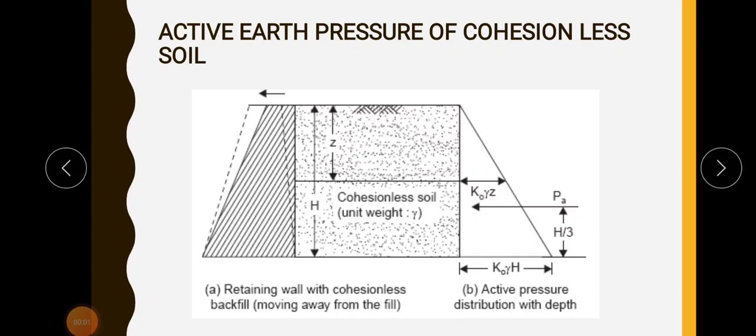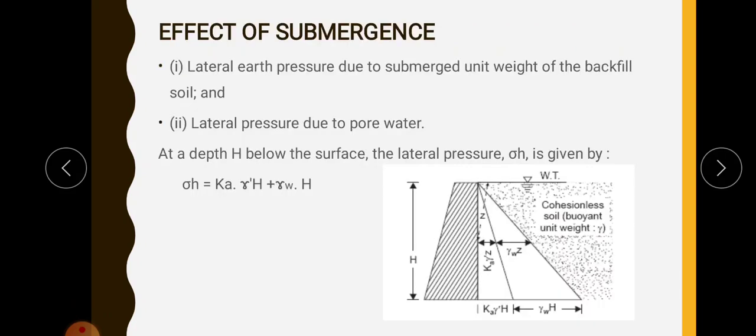Afternoon, students. So we were discussing active earth pressure of cohesionless soil. In last class we discussed different cases of active earth pressure. First one, the effect if there is any submergence. If the water table is at the ground level, the soil will be in submerged condition. In that case we have to add the lateral earth pressure due to the submerged unit weight of the backfill soil and the lateral earth pressure due to pore water.